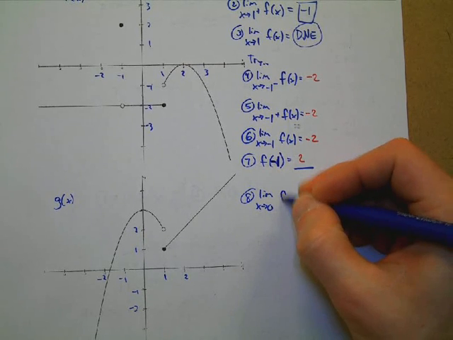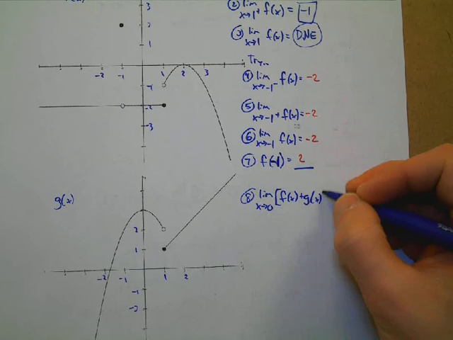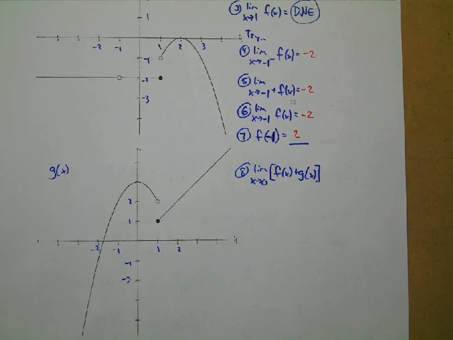To do this, we don't have to do anything special. We don't have to try to imagine adding f and g together. We don't have to worry about that. We can just evaluate the limit of f at 0, evaluate the limit of g at 0.